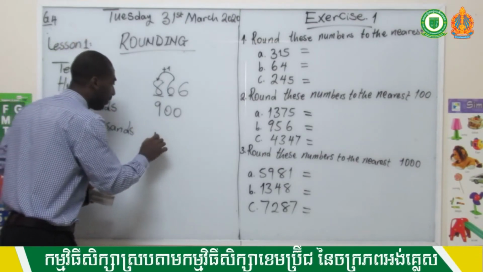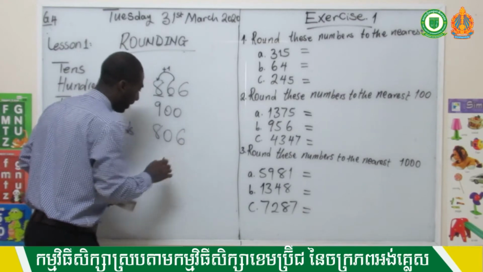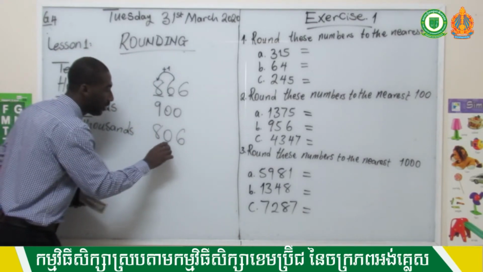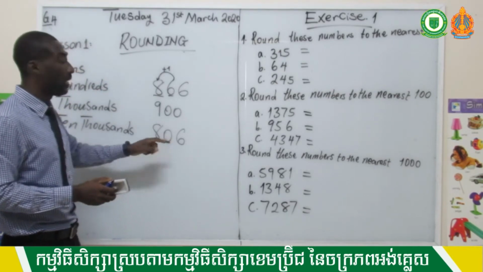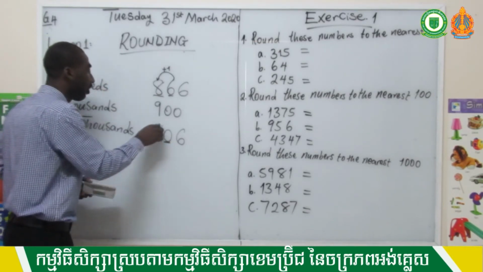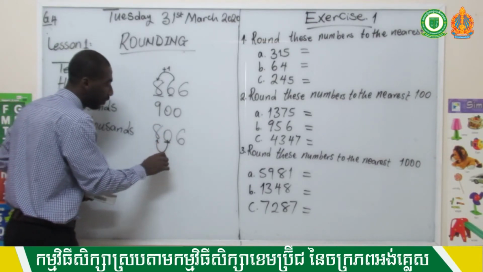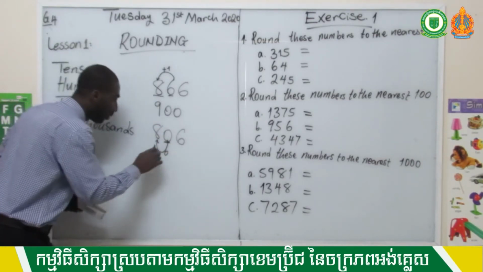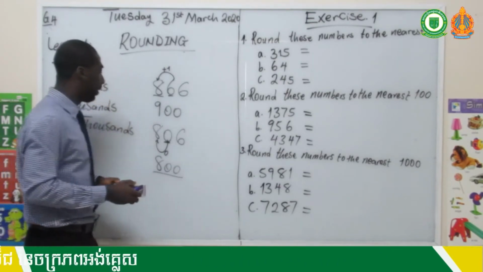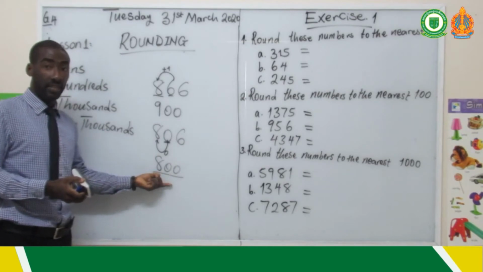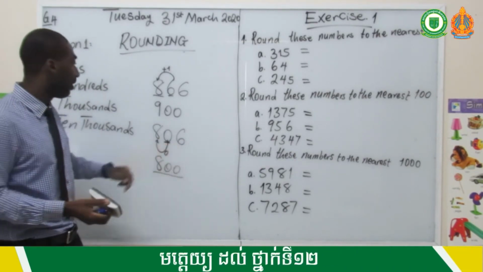The same way, if we have 806 and we want to change this to the nearest 100, because 0 here is less than 5, it cannot give points to 8, so it has to run down, which means 0 point. So our new figure becomes 800, because the 0 here is less than 5.